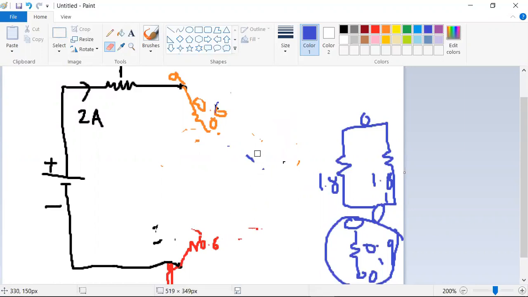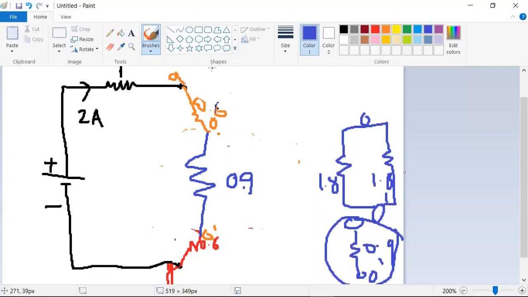My new value will be between O dash. This is O, let me write, this is O dash. The new value will be between O and O dash, and this is 0.9. This is 0.9.